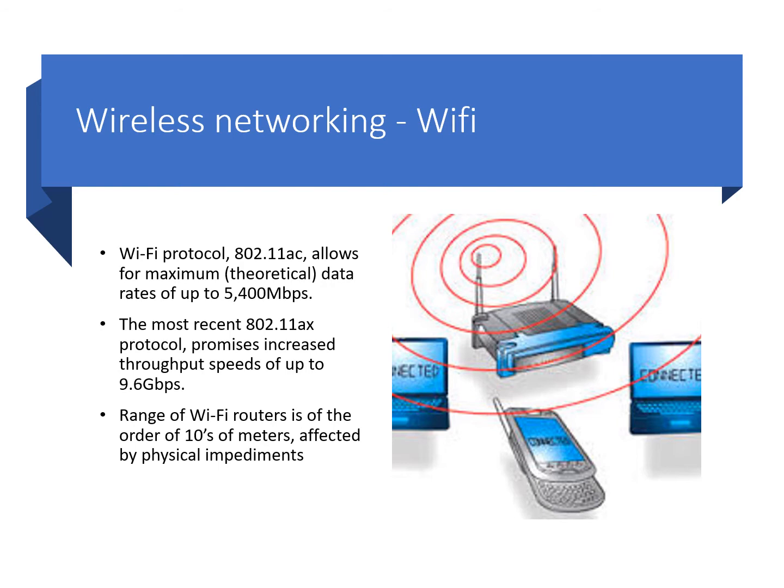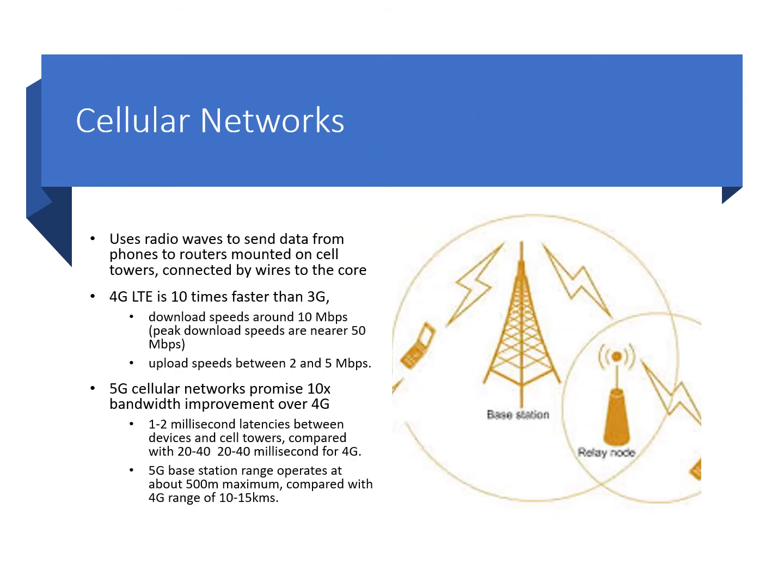The most recent 802.11ax protocol, also known as Wi-Fi 6, is an evolution of previous technologies and promises increased throughput speeds of up to 9.6 gigabits per second. The range of Wi-Fi routers is of the order of tens of meters, and of course is affected by physical impediments like walls and floors.